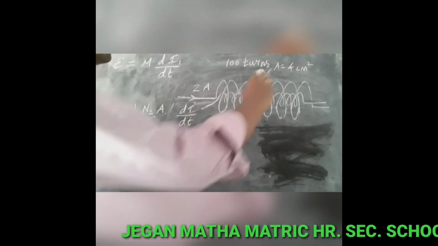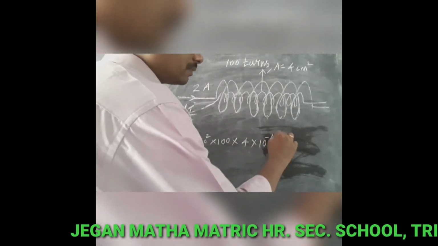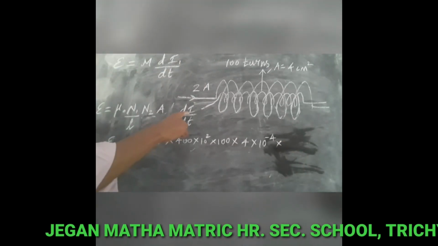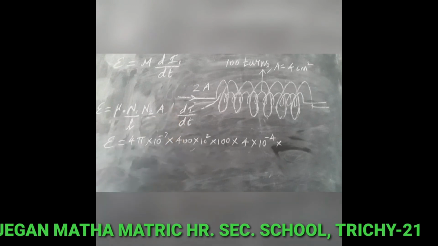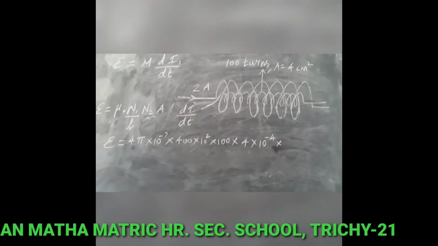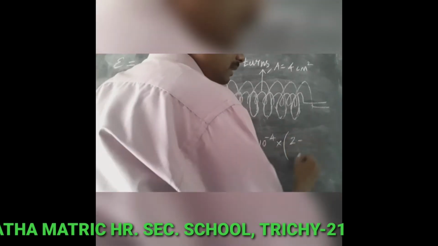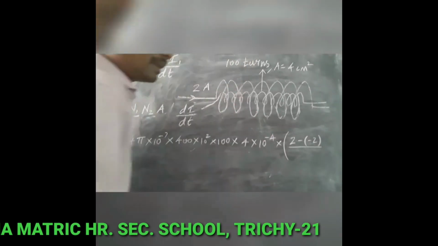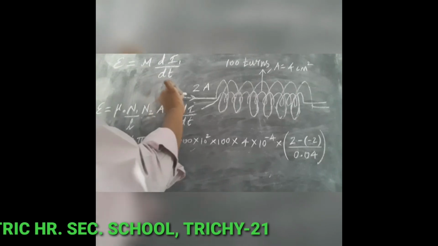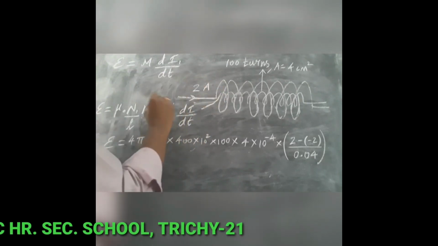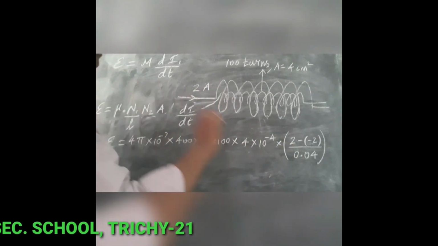That has to be converted into SI unit. How can you convert? 4 into 10 to the power of minus 4 meter square, into current reverses its direction in the given time, 0.04 second. So there is a change in current. How can we write that one? 2 minus 2 divided by the change in time, 0.04. Here current passes into the solenoid, that can be taken as plus 2 ampere, and reverses its direction in this time. Reverses means that it will flow in the opposite direction, that can be taken as minus 2.